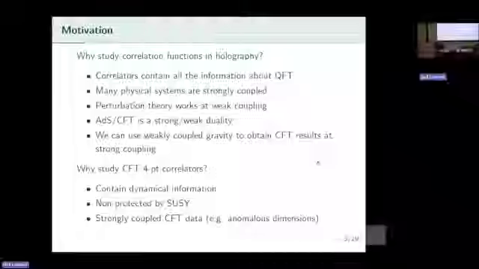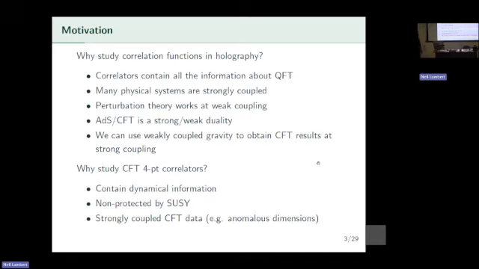The AdS/CFT correspondence provides such a tool because it's a strong-weak duality, so one can use weakly coupled supergravity to compute strongly coupled effects on the CFT side. And that's what I'm going to use.